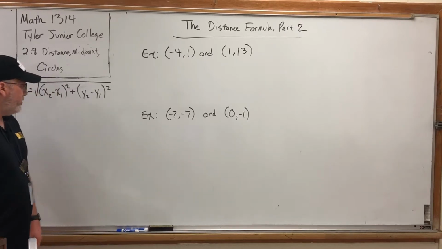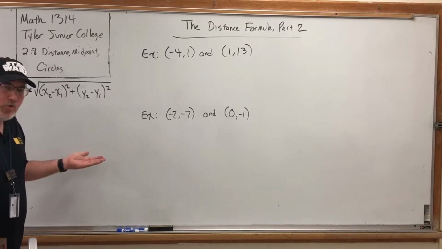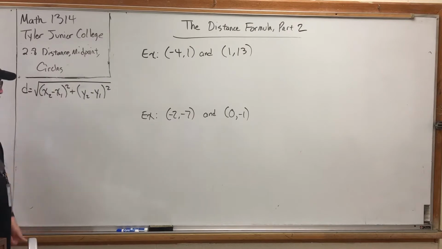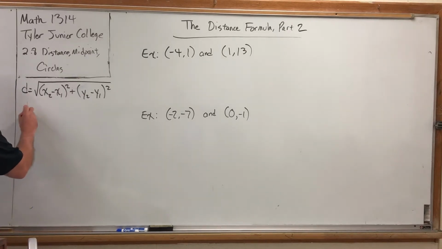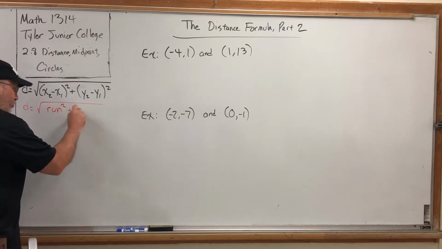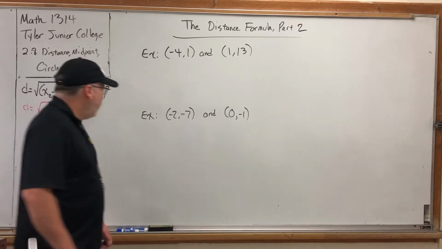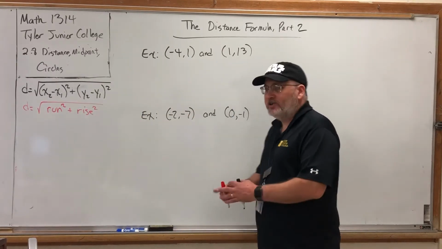In the previous video, we used the Pythagorean theorem on a picture of two generic points, x1, y1, x2, y2, to derive a formula to calculate the distance between the 2 points. The distance equals the square root of the sum of the squares of the differences. Now, if this formula is a little bit intimidating, you can rewrite it as distance equals the square root of the run squared plus the rise squared, as long as you remember how to calculate the run and the rise. But for these two examples, I'm going to be using the formula that contains x1, x2, y1, and y2.